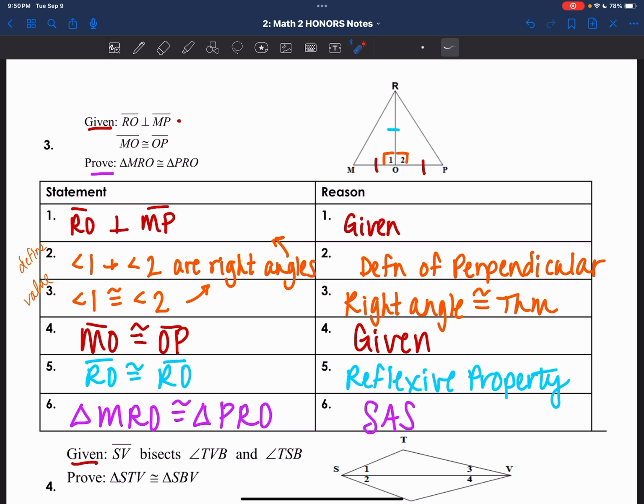Now that we've got all the information taken care of, now we just need to prove. So remember, it's going to go towards the end, and you have triangle MRO is congruent to triangle PRO, and we know that because of side, angle, side.